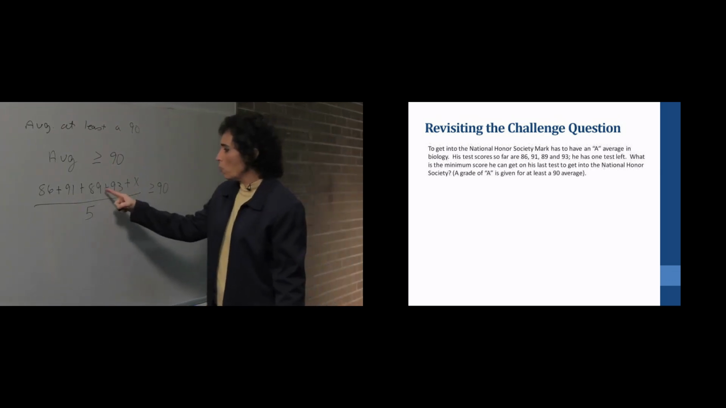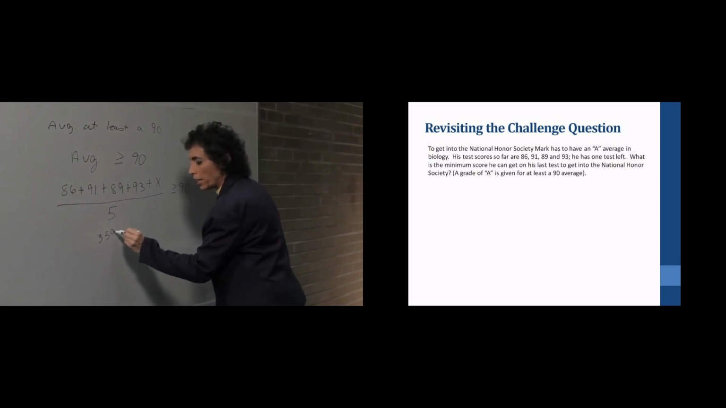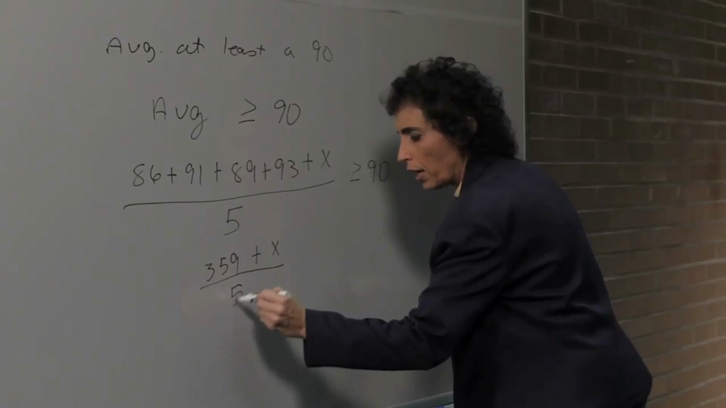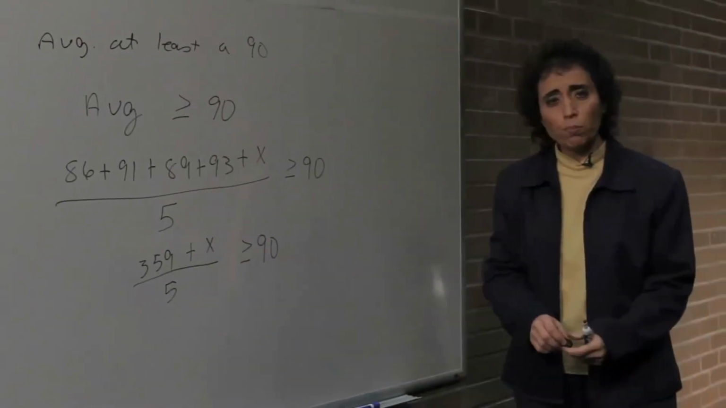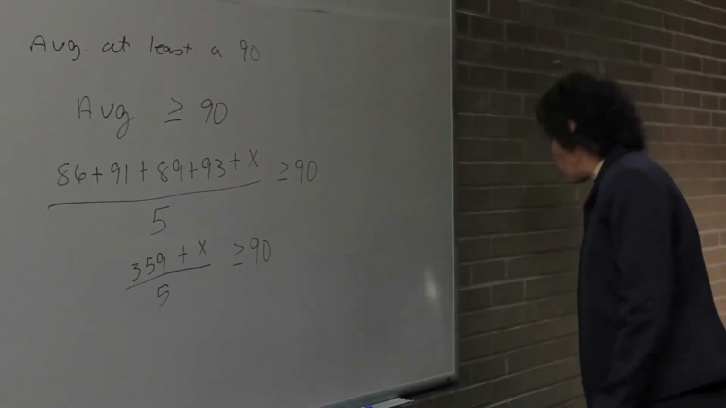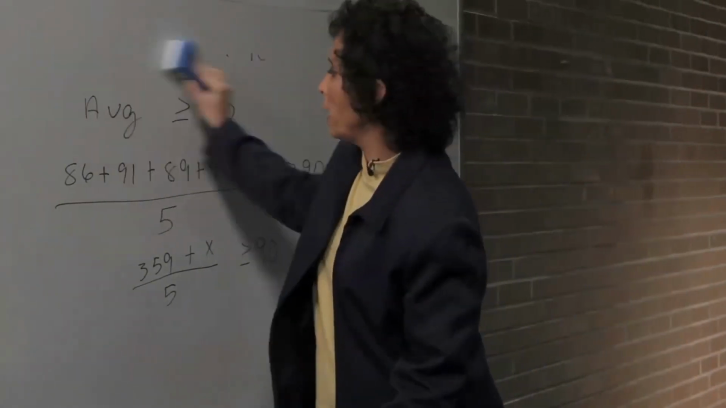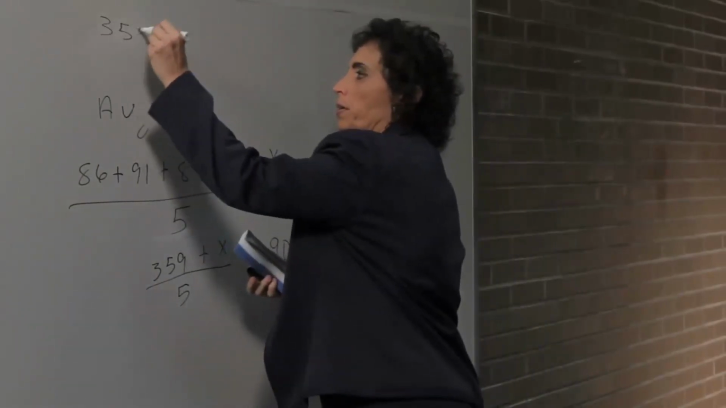We can do this. We can add these numbers up. When we add those numbers up, we have 359. That's all of these numbers added together. Plus x over 5 is greater than or equal to 90. So that's what I have so far. That's the problem I am solving. Now that I wrote so big that I can't really fit anything else, I'm going to recopy that up top, okay? Then erase the rest of the board so you can follow me.